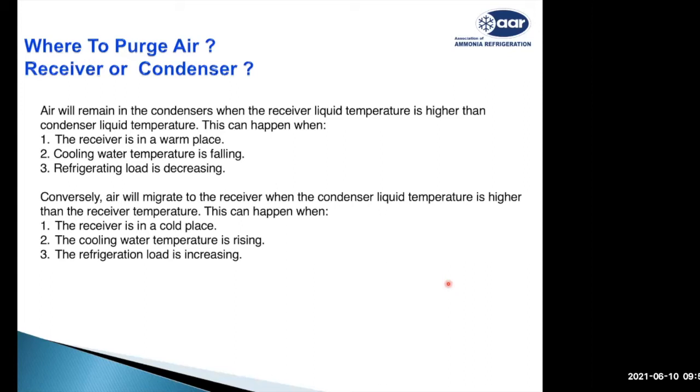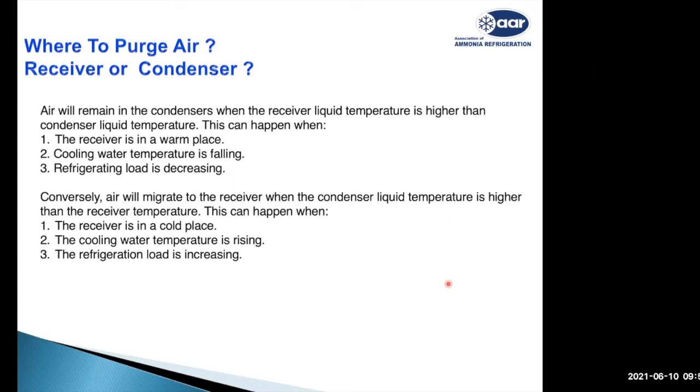Another way, air will migrate more to the receiver when the condenser liquid temperature is higher than the receiver temperature. It means if my condenser temperature is higher than the receiver temperature, then air will definitely move to the receiver side. So when the receiver is inside the cold room, in a nicely covered area, and you have some cooling water nearby the receiver, it will keep the receiver cold.